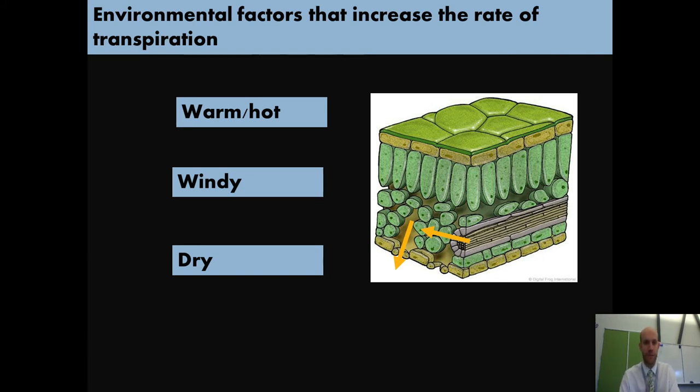Obviously, the opposite of these are also true. If it's cold, transpiration will be slower. If the air is still, then transpiration will be slower. And if it's very humid, transpiration will be slow. In fact, at 100% humidity in the air, transpiration stops because the water will not be evaporated.